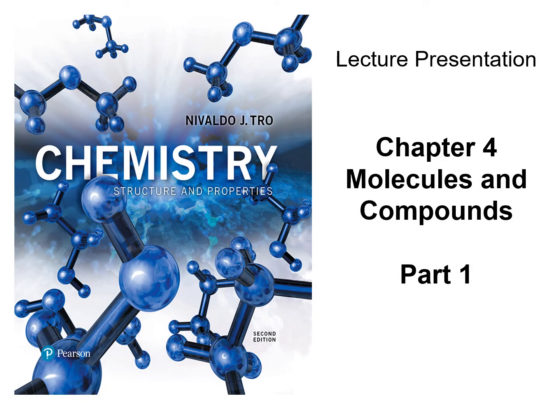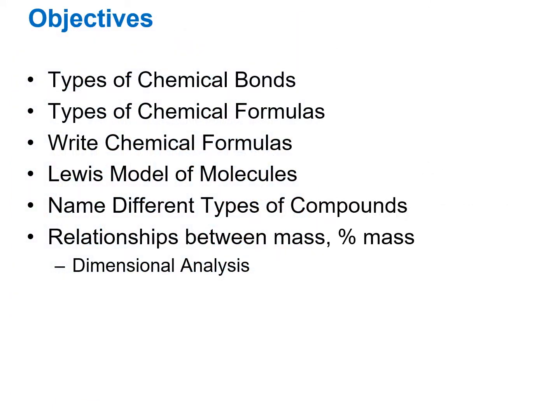Dr. O here, and welcome to Chapter 4, where we take a dive into the world of molecules and compounds. So what sort of things are we going to do in Chapter 4? Well, in Chapter 4, we are going to learn about chemical formulas. We are going to learn how to write chemical formulas. We will learn the Lewis model for putting molecules together, because there's a way to do that. We're going to learn how to name the different types of compounds that we can create.